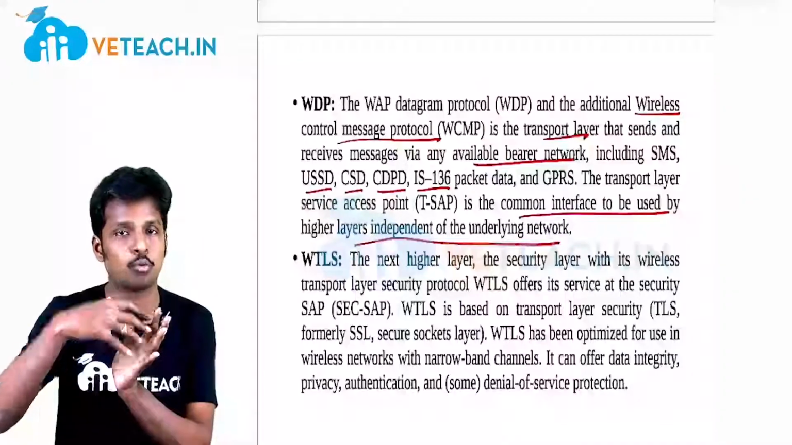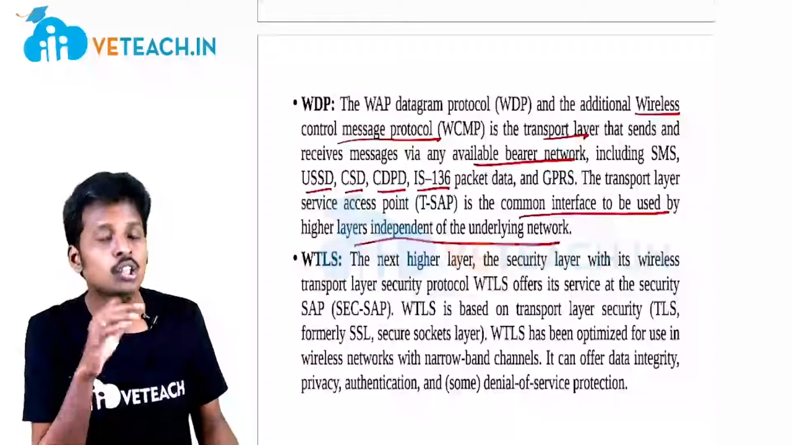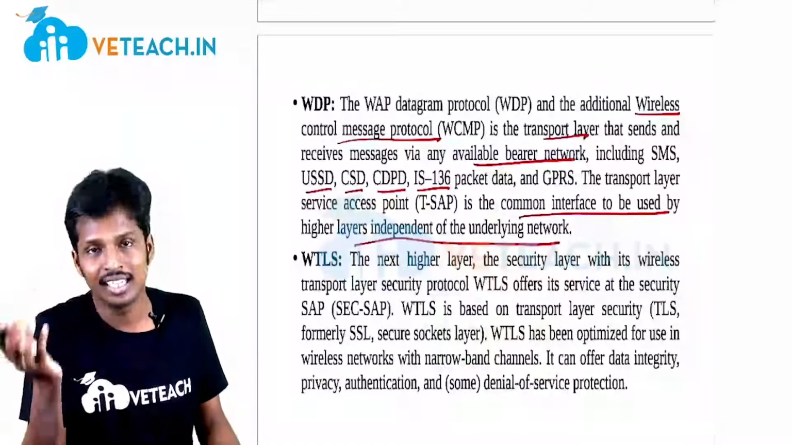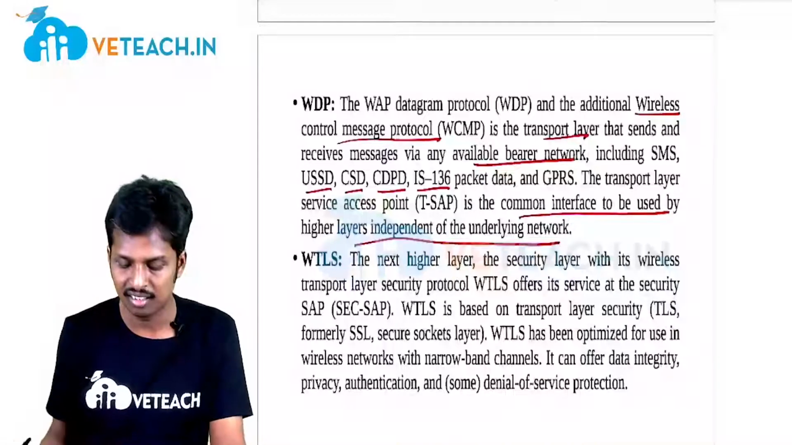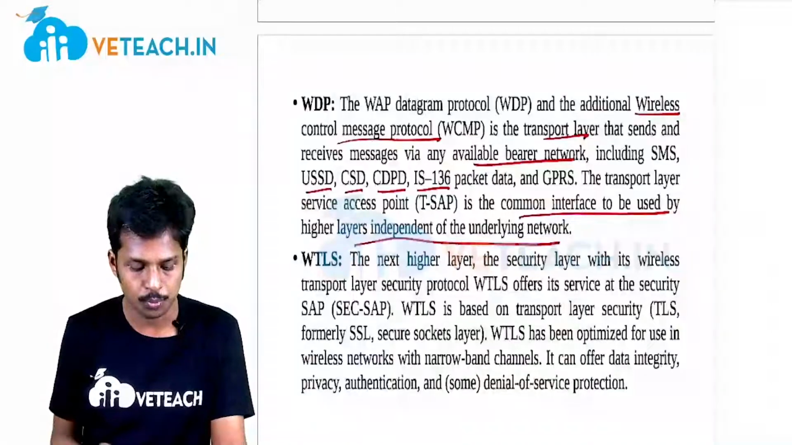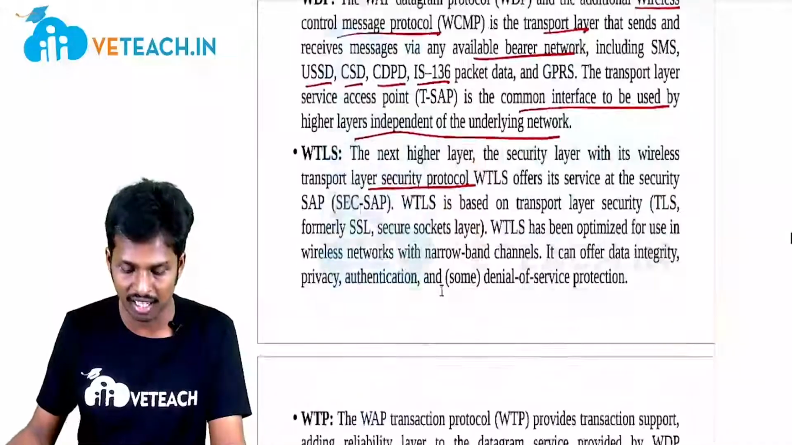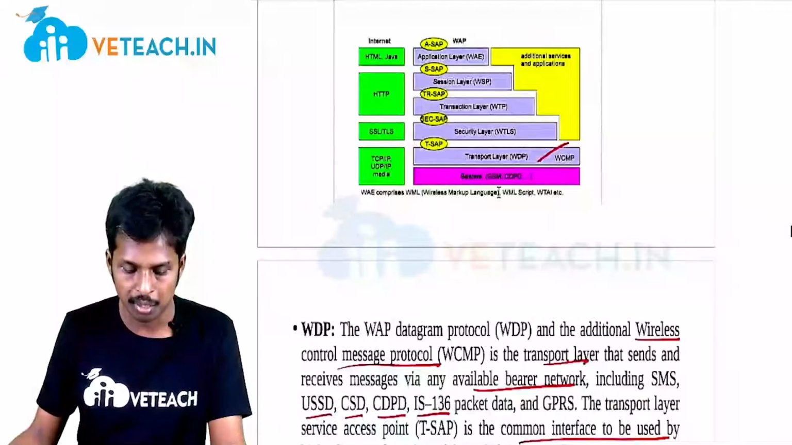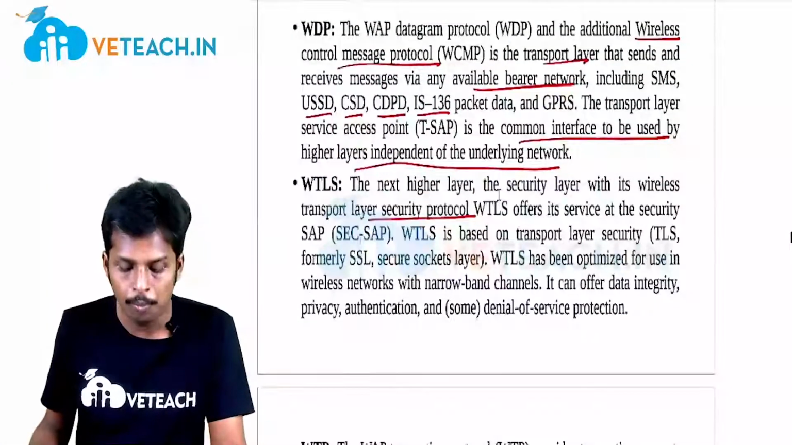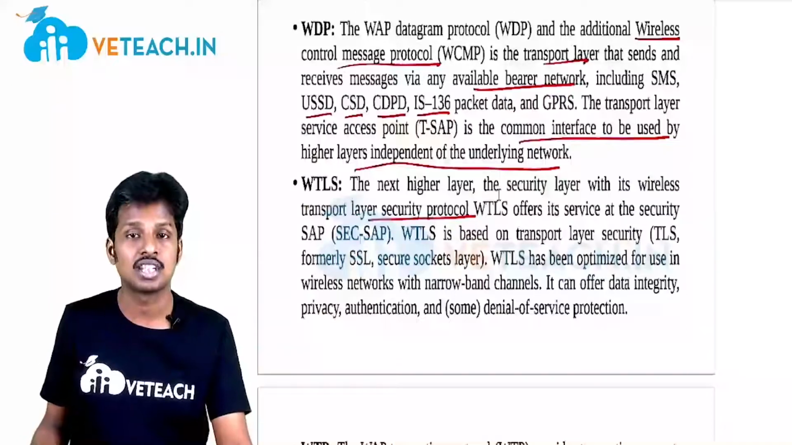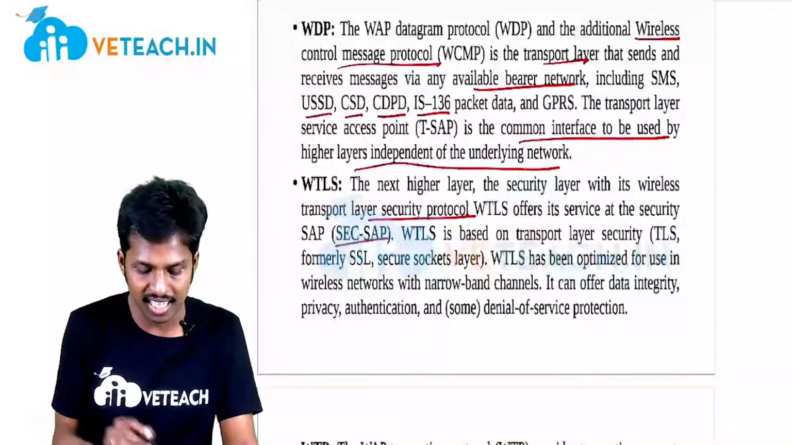When the transport layer wants to communicate with the other layers, it uses a transport access point through which it communicates with other layers in the network. WTLS: in the next higher layer, that is the security layer, the transport layer security protocol is used. In the security layer that we have discussed here, we use WTLS. WTLS stands for Wireless Transport Layer Security Protocol, which offers a set of services relevant for security purposes through the SEC SAP.